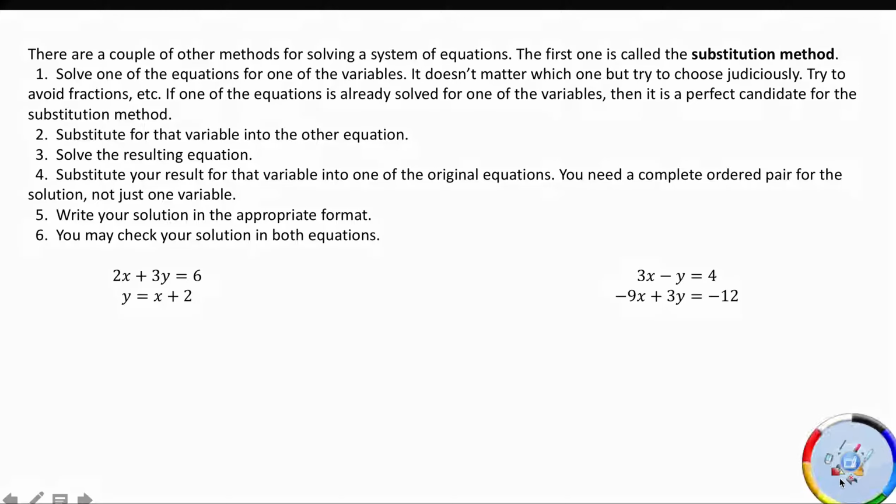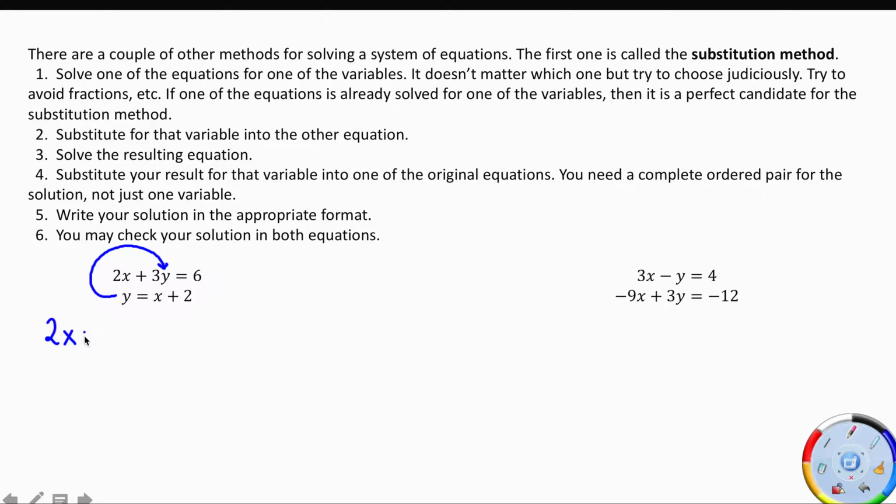So one of the other methods we're going to look at is called substitution. Here's your steps for substitution. But basically, I'm just going to substitute into the other equation, because again, my problem with solving either of these equations is I have two variables. So I can't solve either one for a solution. But this equation tells me that y is x plus 2. Well, if I know that y is x plus 2, then I can substitute that into my other equation.